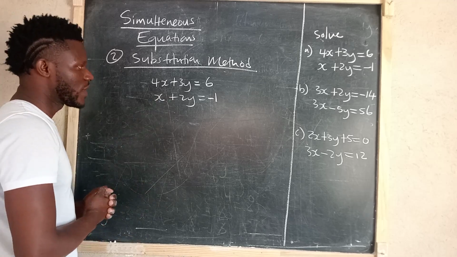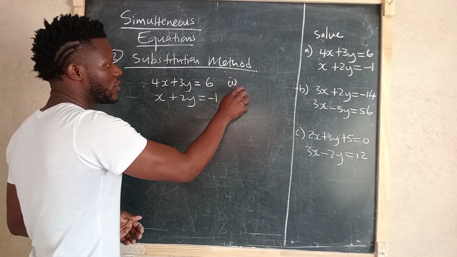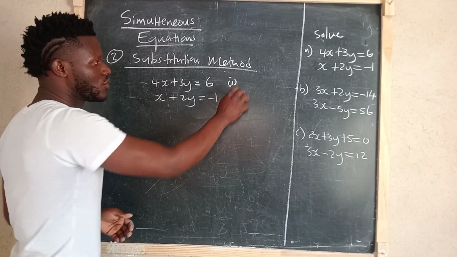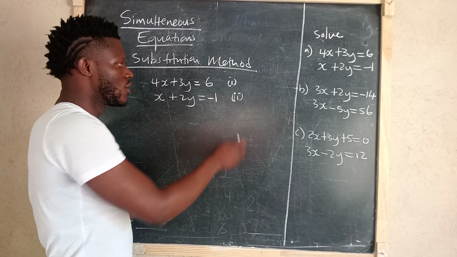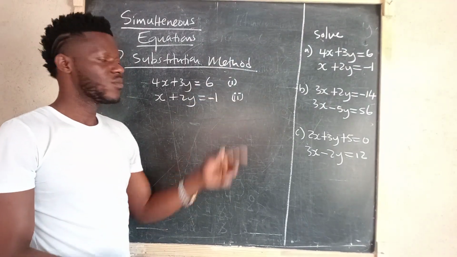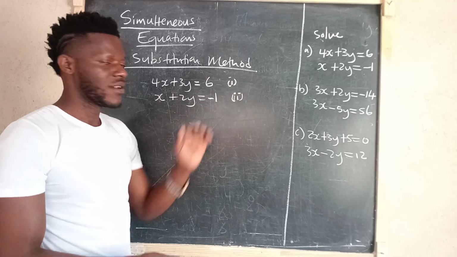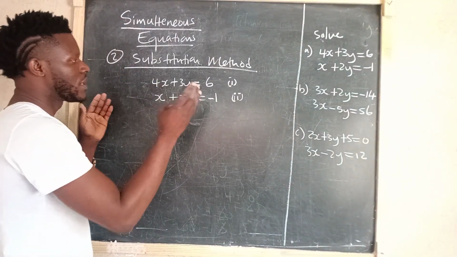So first step, you name the given equations, that is equation I and equation II. We encourage you to use Roman numerals because if you use digits like 1 and 2, you might end up making a mistake, reading it as 61 or 12. So Roman numerals are advisable. That was our first step, naming the equations.